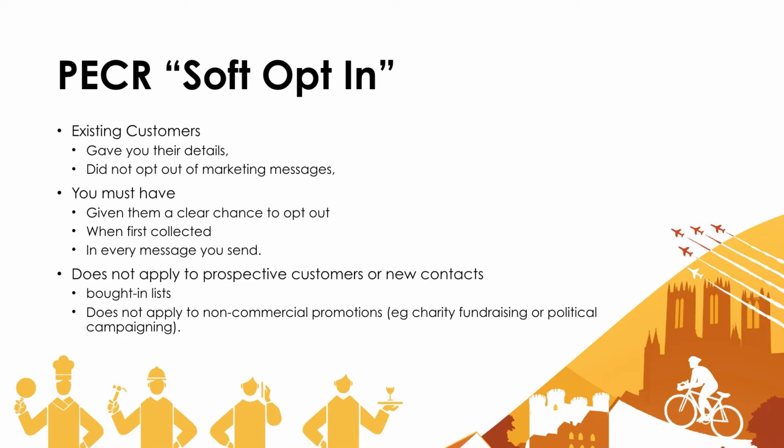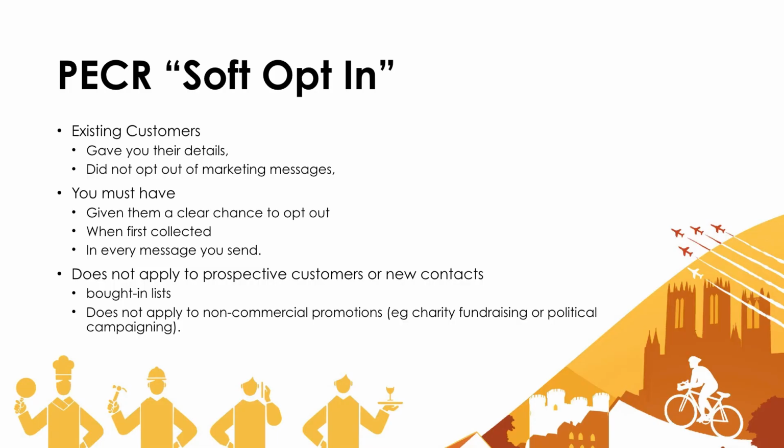So the PECR soft opt-in is for existing customers that gave you their details and did not opt out of any marketing messages. If you already have their details, and they didn't opt out of any marketing messages, you can still, using that PECR soft opt-in, send information to your potential clients. But you must have given them a chance to opt out, and you must have actually contacted them before the GDPR legislation came in. Again, as part of this, you should always be looking at giving them the option to not receive any further information from you.